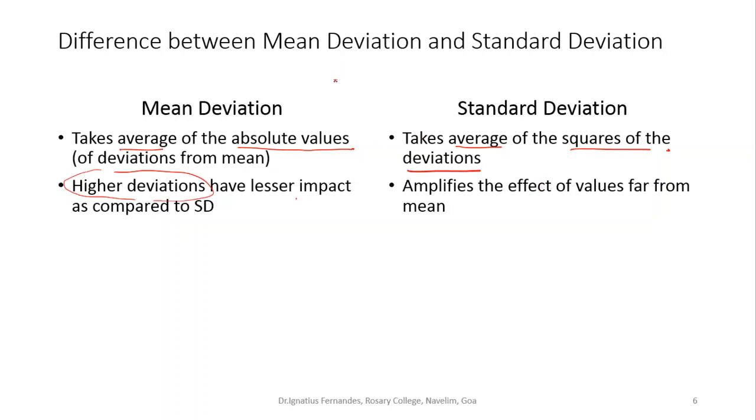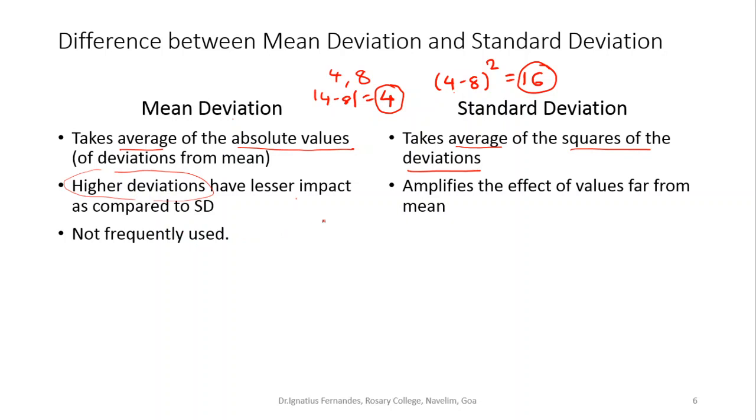Let's say, for example, you are looking at 4 and 8. If you look at only the absolute value, 4 minus 8, the absolute value of the deviation is 4, whereas in the case of standard deviation we will be finding (4 minus 8) squared. (Minus 4) squared is 16. So in the case of mean deviation, the contribution of this deviation is 4, whereas in the case of standard deviation the contribution of this deviation is 16. So standard deviation amplifies the effects much more as compared to mean deviation.